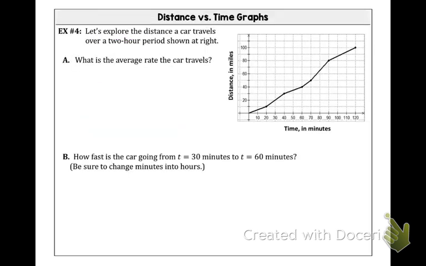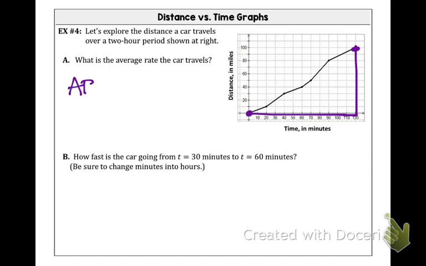Okay, and the last one. Here we have a graph representing a car's travel over a 2-hour stretch. Notice my x-axis is in minutes, from 0 minutes to 120. My y-axis is in distance, jumping by tens. We want to know what the average rate the car travels in that 2 hours. So that means we're going from beginning to end. So we can either just calculate our rise over our run, or we can use our slope formula.